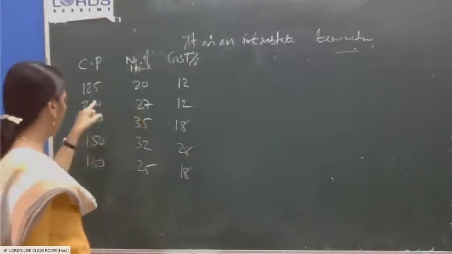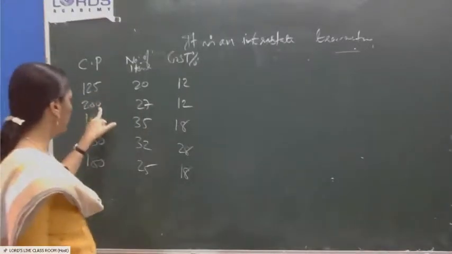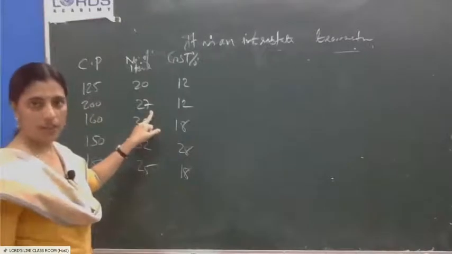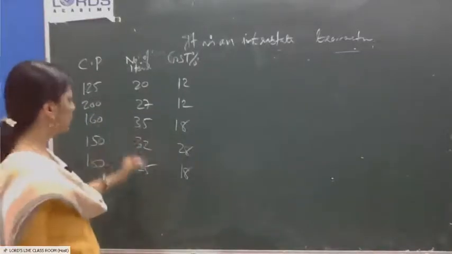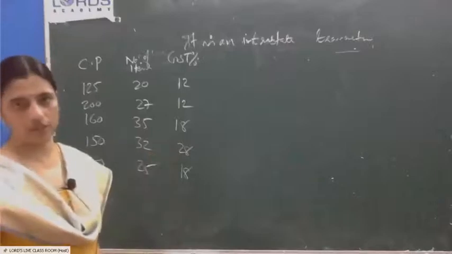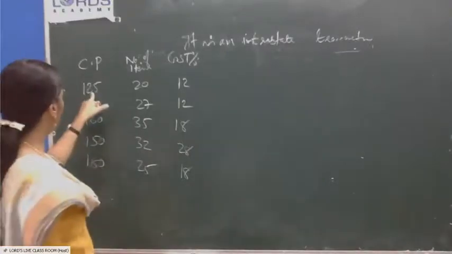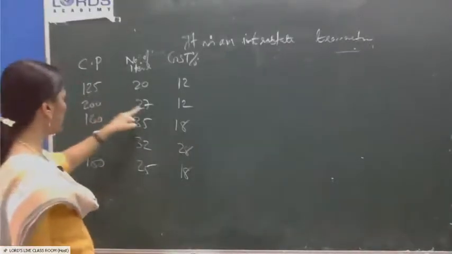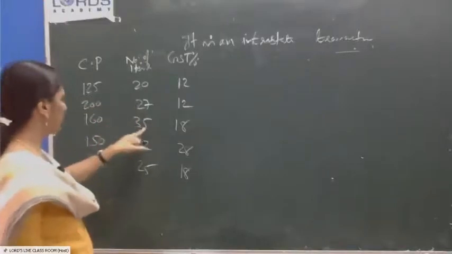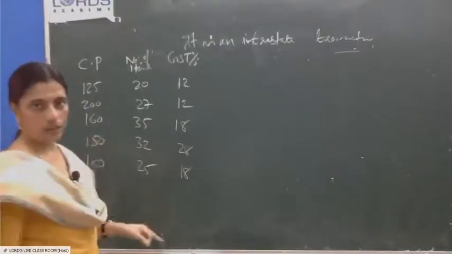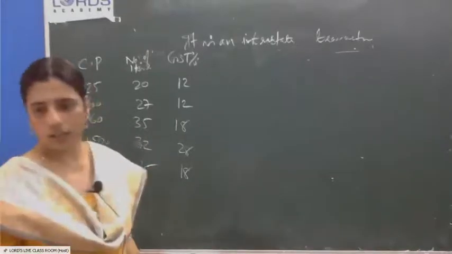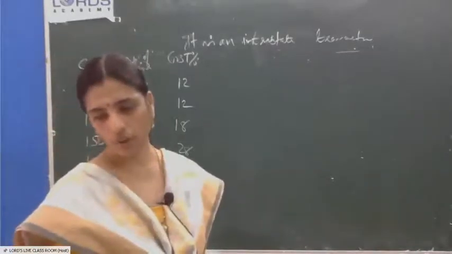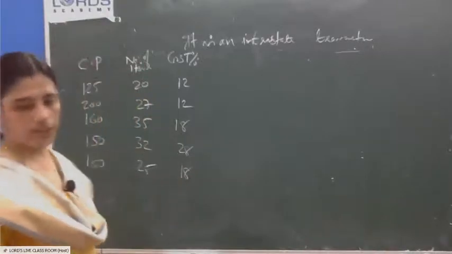Here 27 items like that, 200 price, 27 items are there. So 27 into 200 is the cost price. So that column should be there at first. Each 125, 20 125s are there, 27 200s are there, 35 160s are there. So that total you have to find at first. So what heading will you write? Total cost of whole quantity.